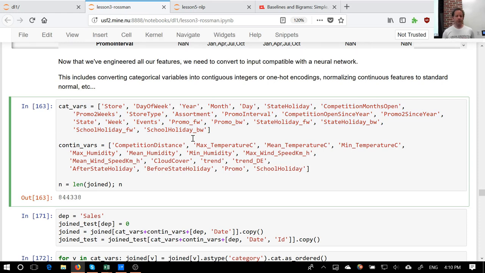Okay, so that's it for today. Next time we'll finish this off. We'll see how to turn this into a neural network and wrap things up. So, see you then.